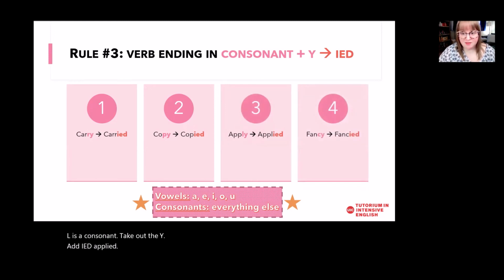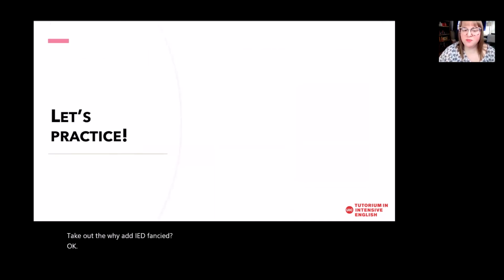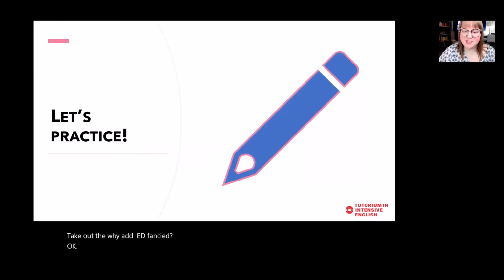And fancy. Look before the Y. There's a C, consonant. C is a consonant. Take out the Y, add IED, fancied. Okay. Well, let's practice with some of these rules.